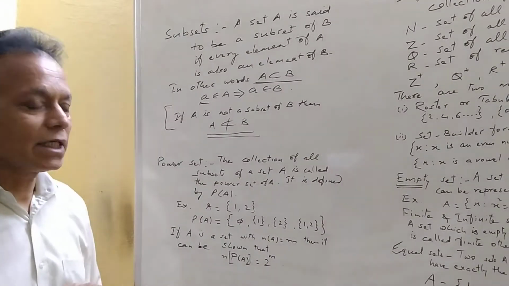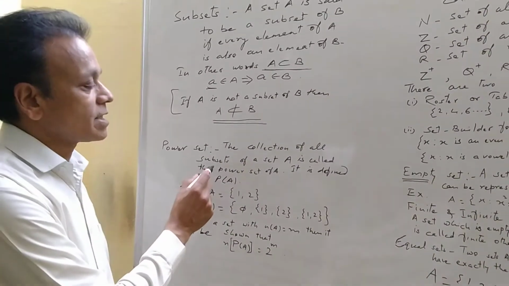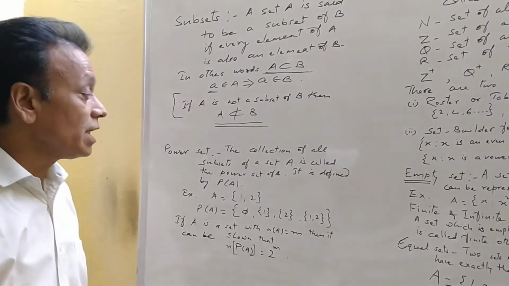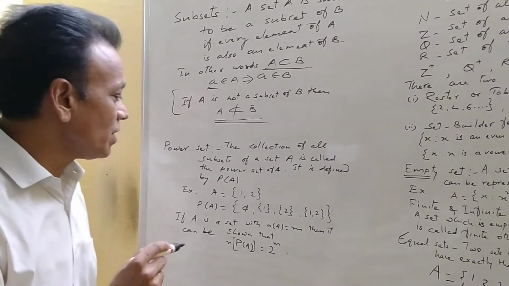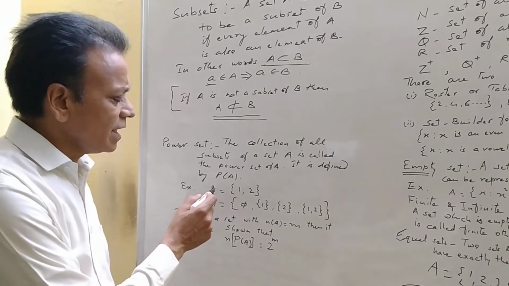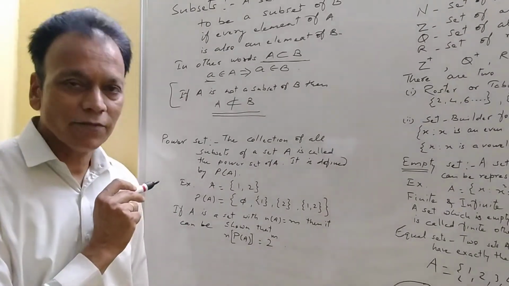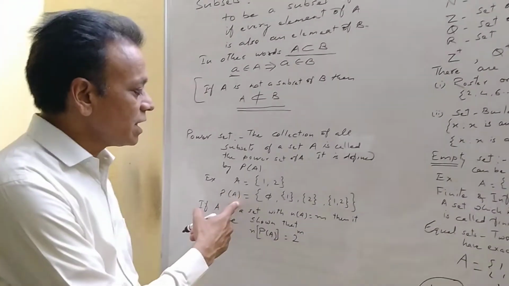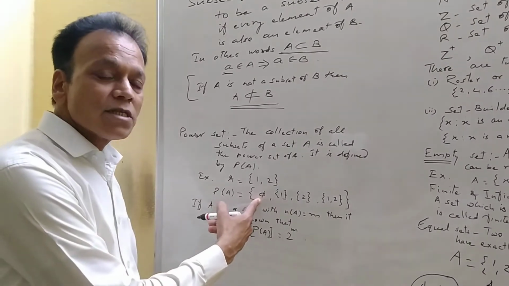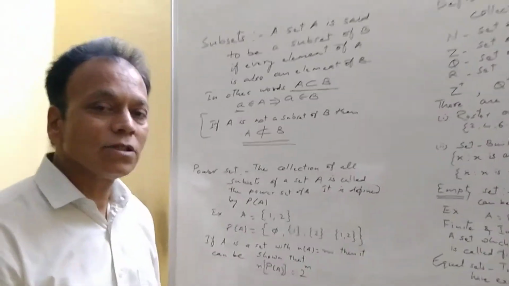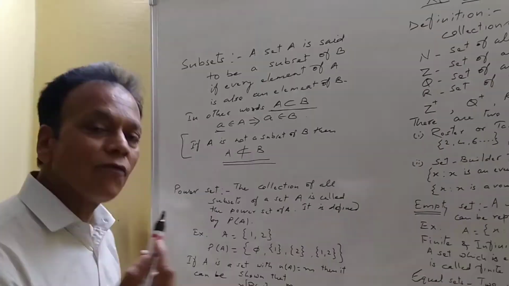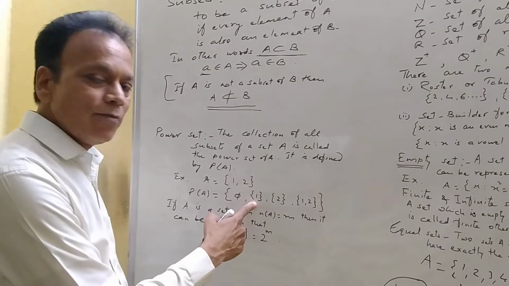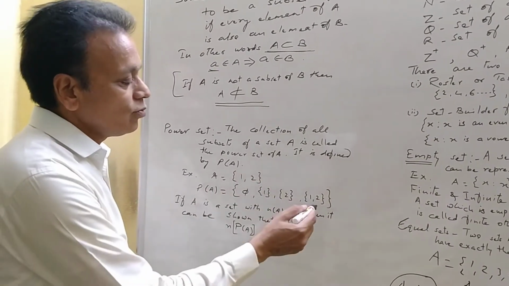Another one is the power set. The collection of all subsets of a set A is called the power set of A. For example, if we consider A equal to 1, 2, two elements are given, you need to form all the subsets of A. So the power set becomes phi, the null set. We know that the null set is always a subset of itself and of every set. Then 1 is an element, then 2, and then 1, 2 together.